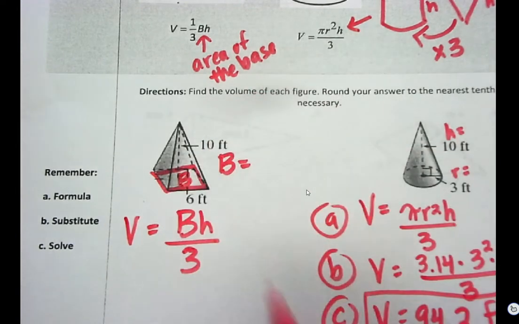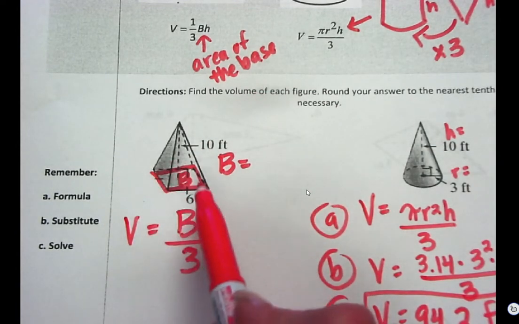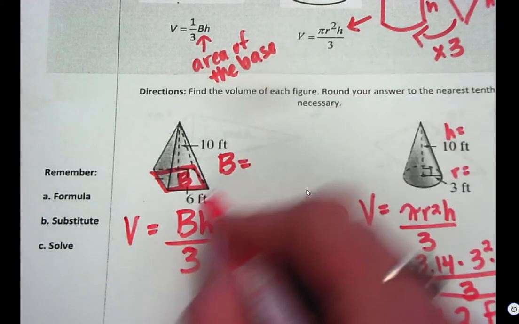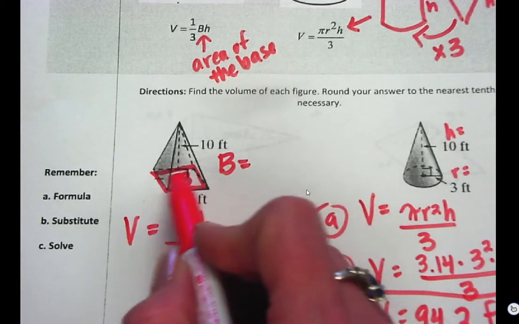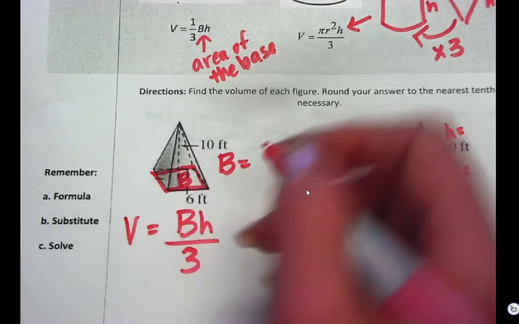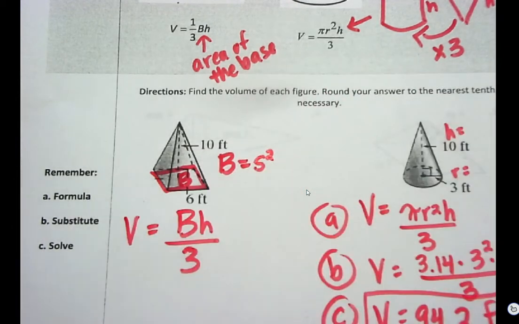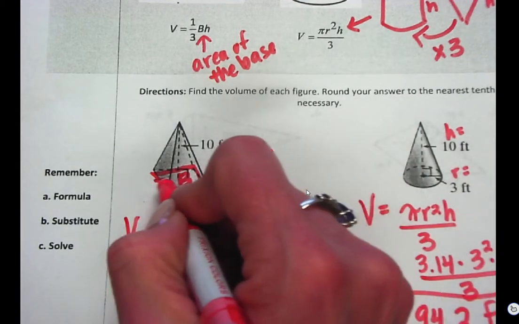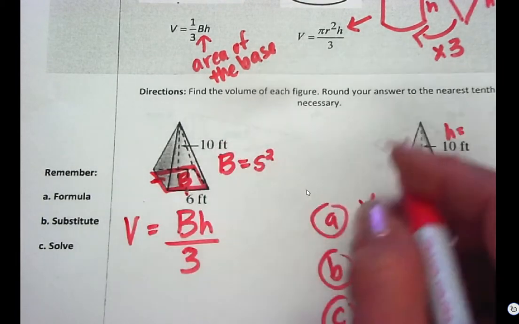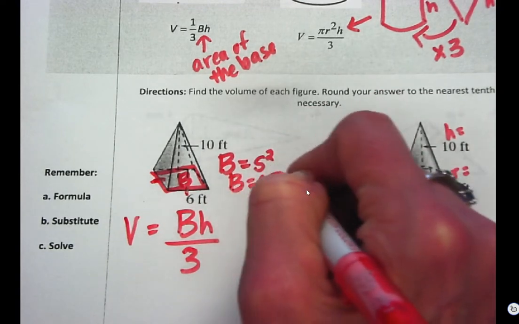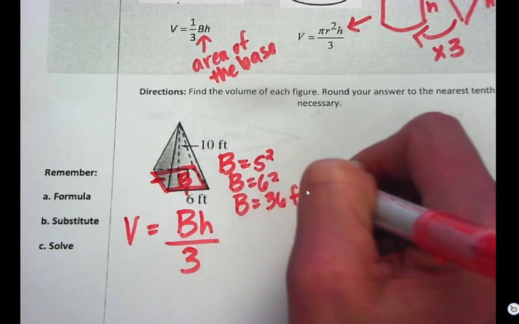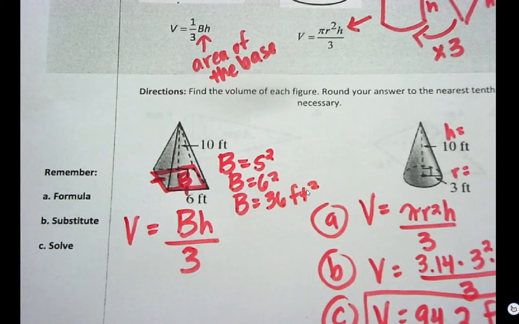This is my big B. What kind of shape is the base of this pyramid? It's a square. So what would be the formula for finding the area of this square? Length times width or side squared. What's my side length? 6. And you see these little dashes? That's how you know it's a square. So my big B is 6 squared. So the area of big B is going to be 36 square feet. Make sense? That's how we get our big B.